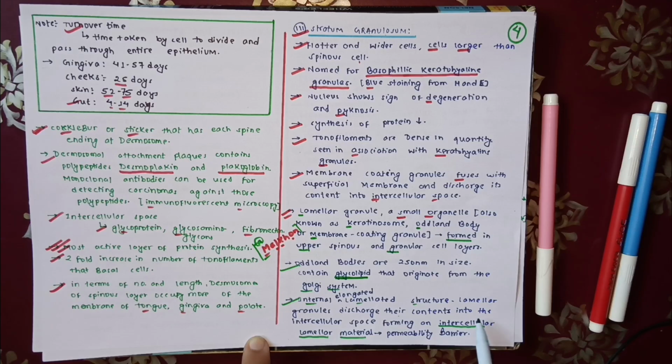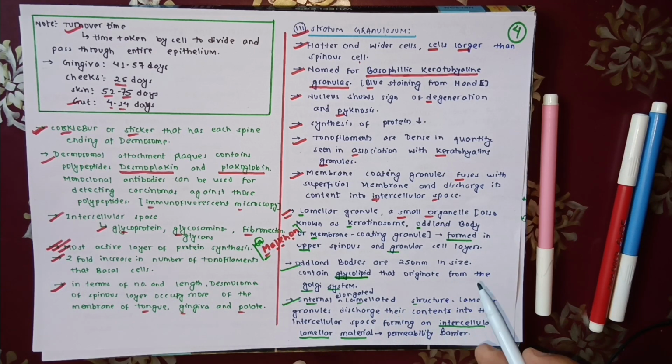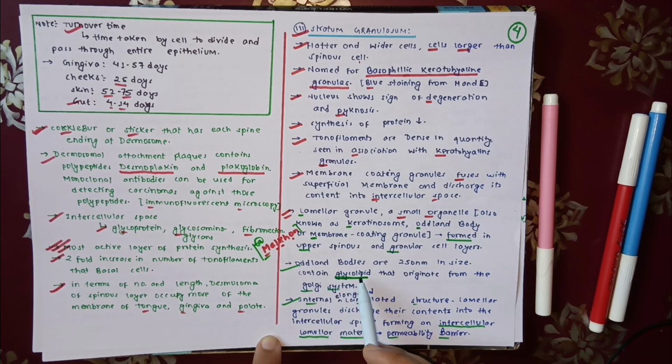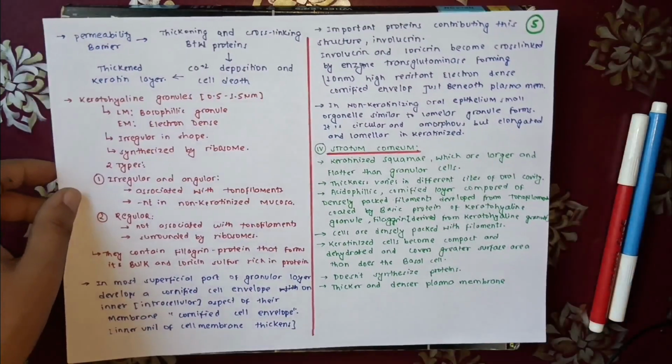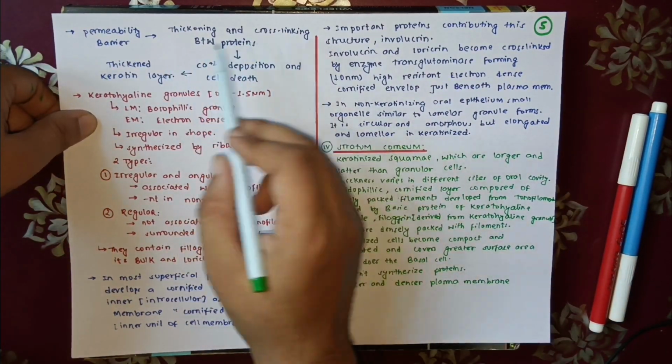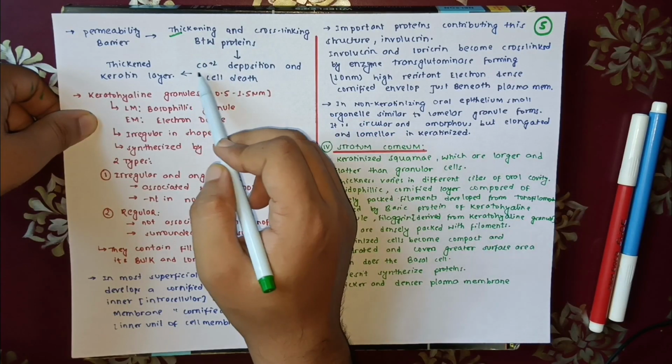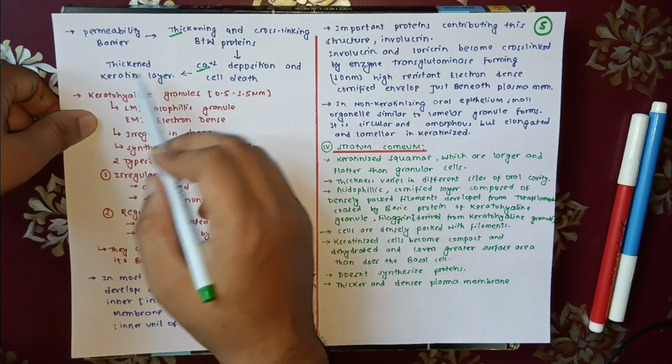These lamellar bodies secrete the glycolipid in the intercellular space and form the intercellular lamellar material. The secretions are glycolipid, which are responsible for forming the barrier, that is the permeability barrier. After this permeability barrier is formed, there is thickening and cross linking between the proteins, calcium deposition and cell death, and a thickened keratin layer is formed.